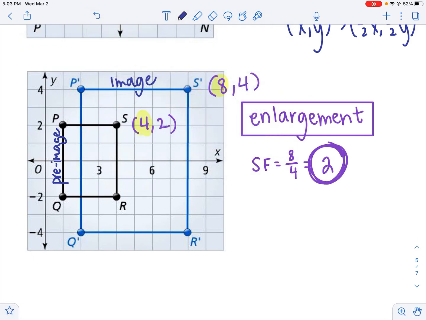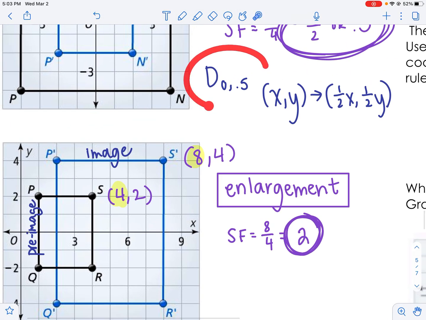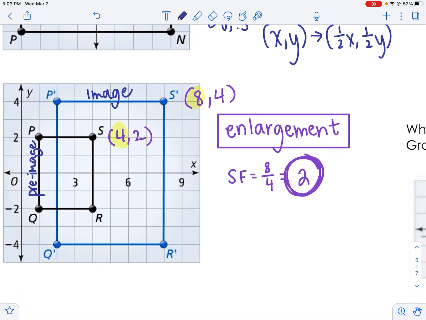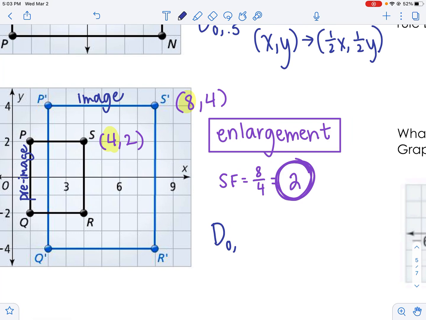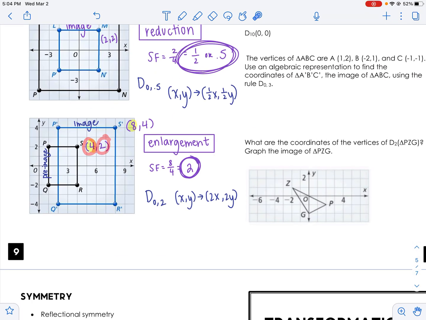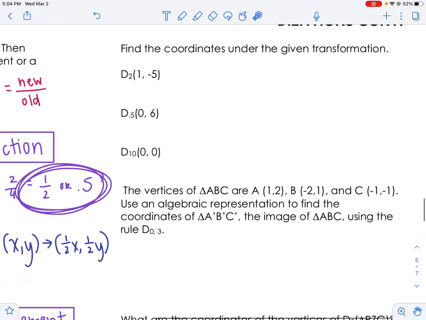Now, if we were going to use that annotating from above, so copying that same pattern, I could write a dilation. I could say capital D, 0 as my center of the dilation, and then my scale factor was 2. So I'm going to say D, 0, 2. I could also just say xy, arrow, 2x, 2y. Because isn't that what we did? Didn't we just double the x and double the y? Isn't that what our scale factor is? And that's dilations. So let's take a look at a few more.